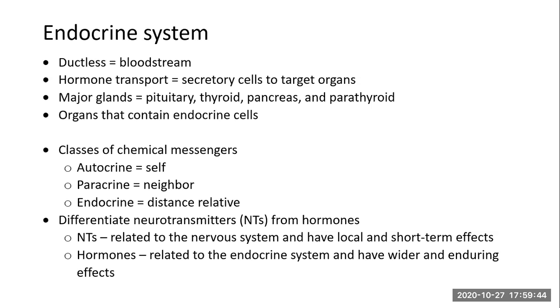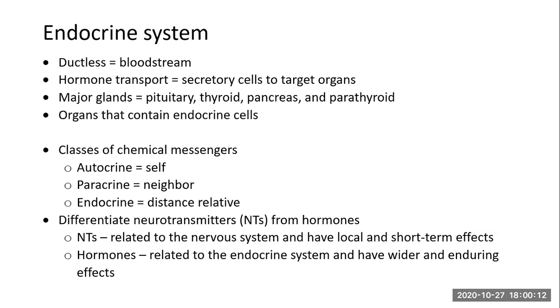And you should understand how hormones are transported from the secretory cells. Let's say if the hormone is produced in the pituitary, how does it end up going to, let's say, the testes or the ovaries. So you have to understand how hormones are transported from secretory cells to the target organs. And you have to know the major glands of our body.